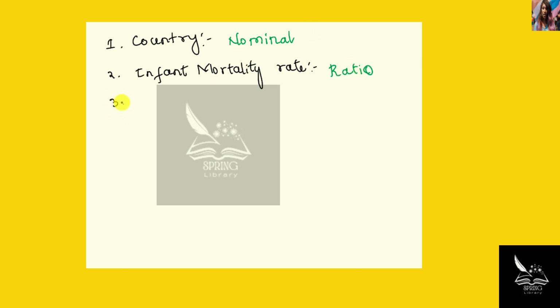Third one, the health expenditure per capita. The variable health expenditure per capita represents a continuous quantity that measures the amount of health expenditure per person. So this is the interval. Health expenditure per capita. This is interval.